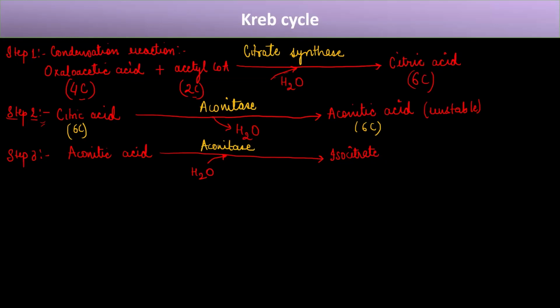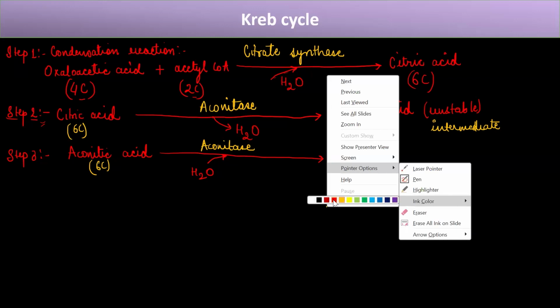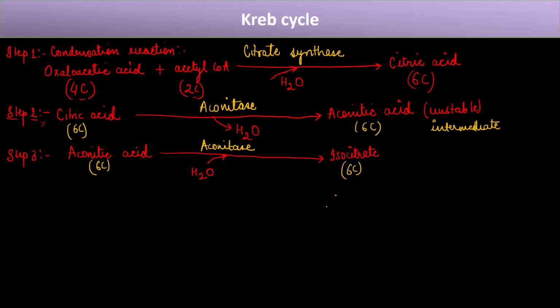First of all, it converts the citric acid into an intermediate. Okay. So you can think of aconitic acid as an intermediate. This intermediate is highly unstable. And again, this enzyme further converts this aconitic acid into isocitrate. Still, there is no release of any carbon molecule. So it is 6 carbon, right? But the ultimate goal is to release the carbon dioxide, right? This is how glucose oxidation takes place.